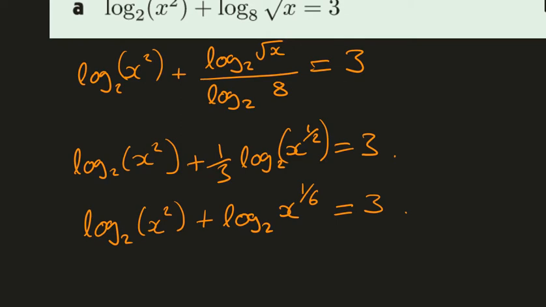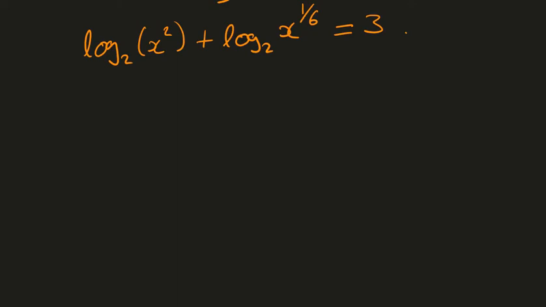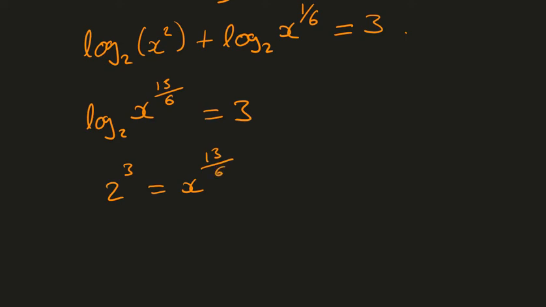And you've probably guessed what to do now. We can bring those two expressions together, since they've got the same base, and we'll write those as log base 2 of x. And we've got 2 plus a sixth, so we'll write it as 13 over 6 is equal to 3. There we are. Now from here, we can just say to ourselves, what is it I raise 2 by to get x to the 13 over 6? I raise it to the power of 3. So we'll have 2 cubed is x to the 13 over 6.